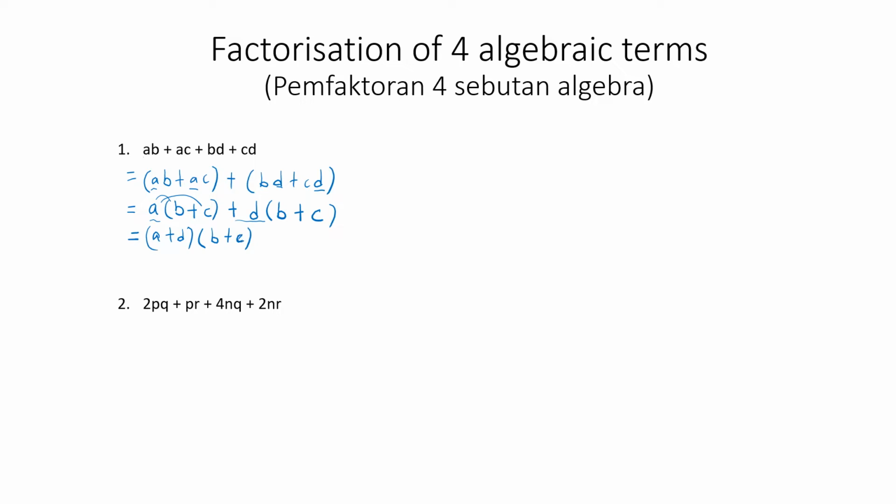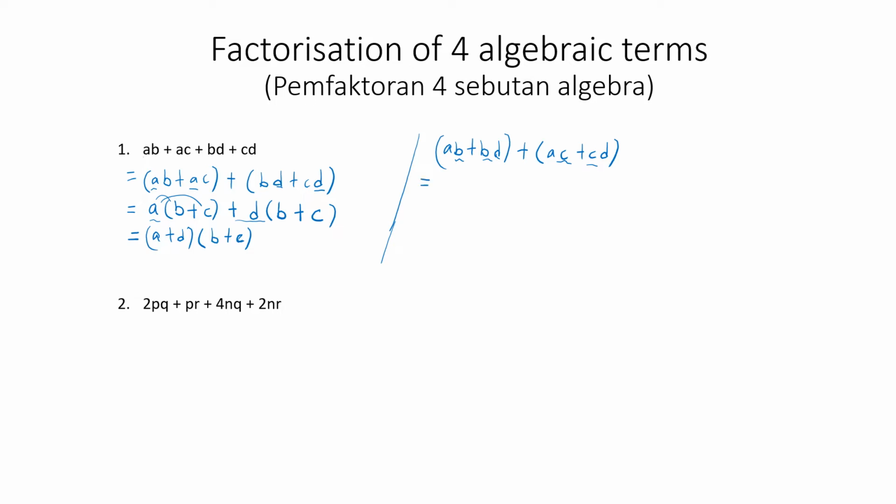For this question, you can do it in another way, whereby you can see if you group it this way, AB plus BD, right? Your common term can be B. Just now the common term A, now you can put the common term as B. And another group is AC plus CD, then your common term is C.